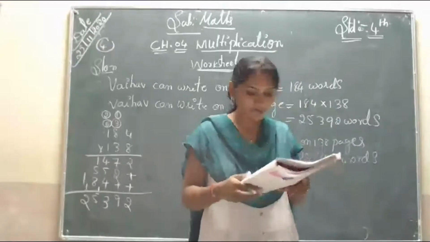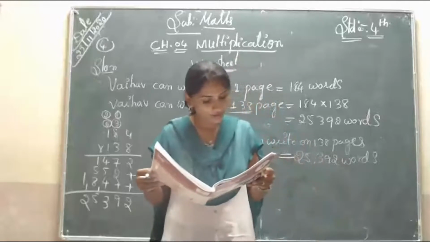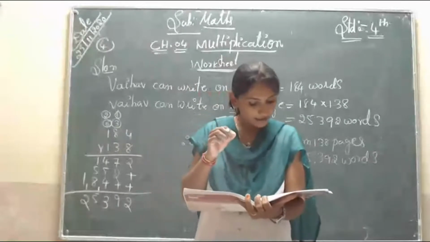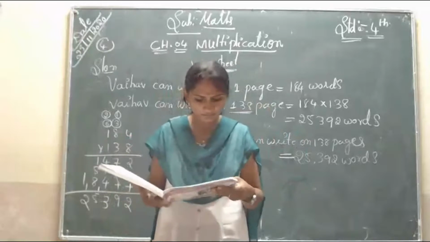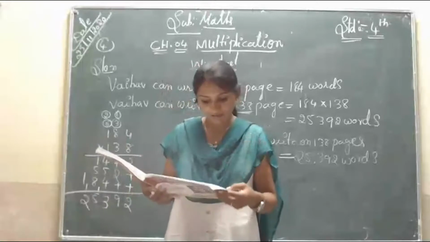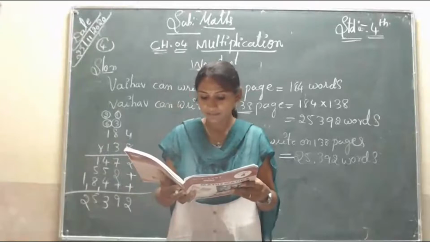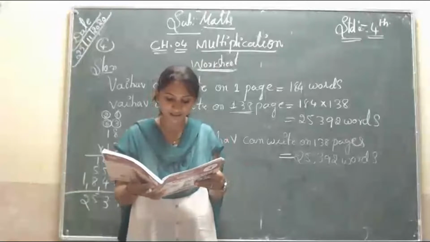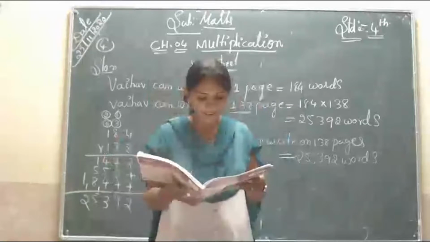The next two problems are very easy, students, because I have already solved this type of questions. So the next question is: there are 516 mango trees in the orchard, students. A man plucked 444 mangoes from each tree. How many mangoes did he pluck in all? So you have to multiply this. So the next also is very easy.